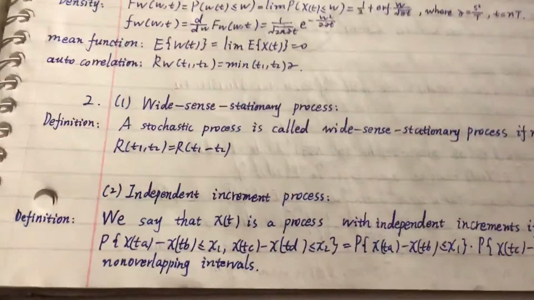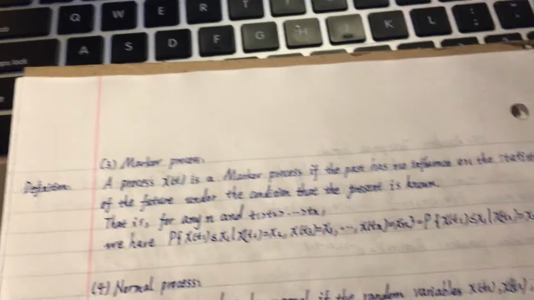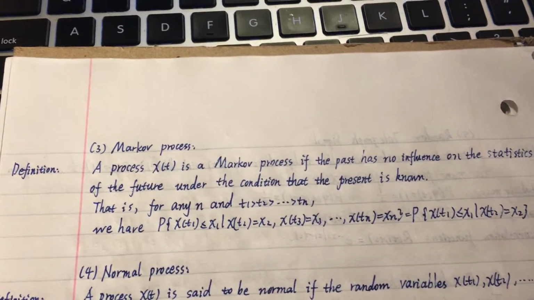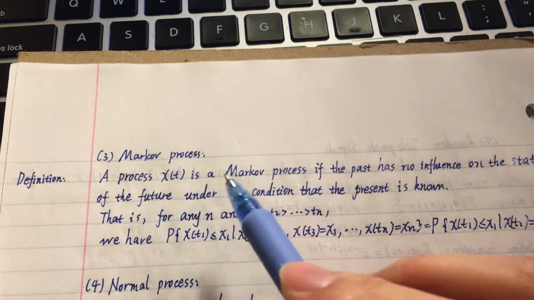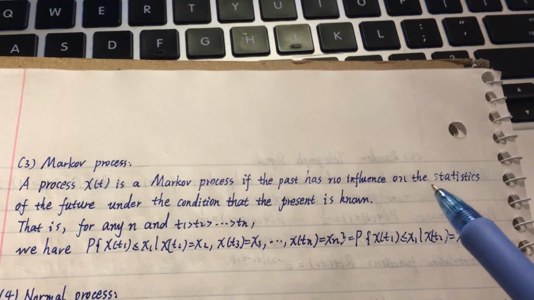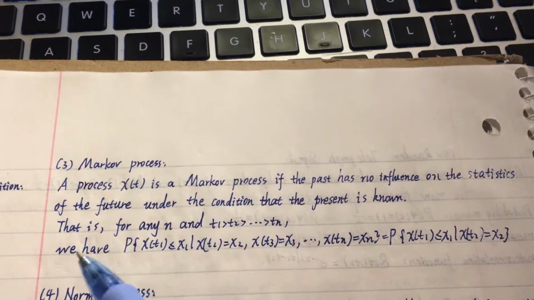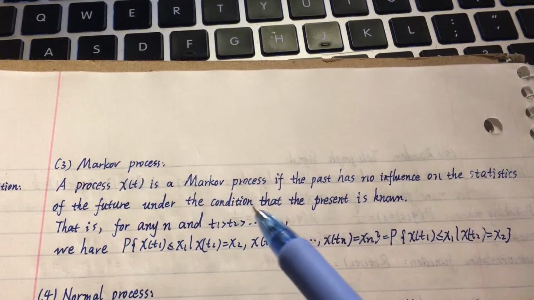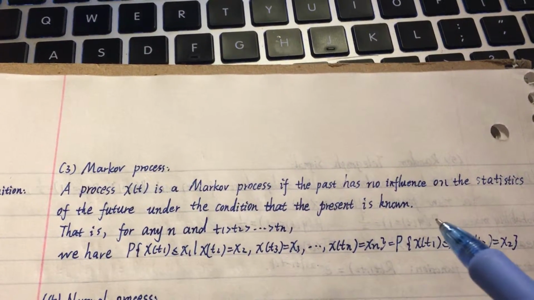intervals. And then let's begin the third problem, which is finding the definition of Markov process. Here's the solution. The definition of that is process x(t) is a Markov process if the past has no influence on the statistics of the future under the condition that the present is known.